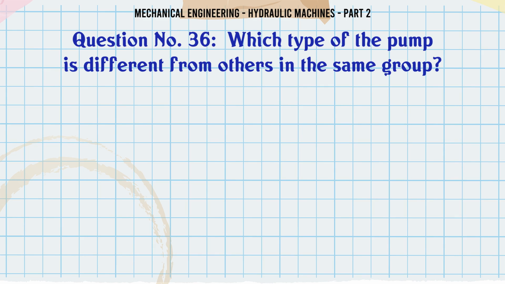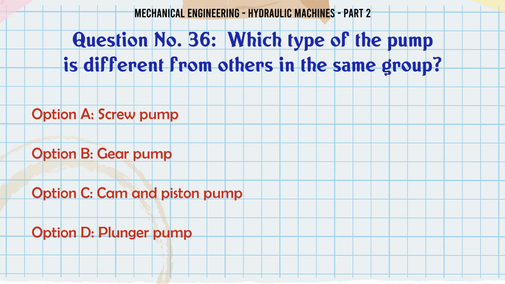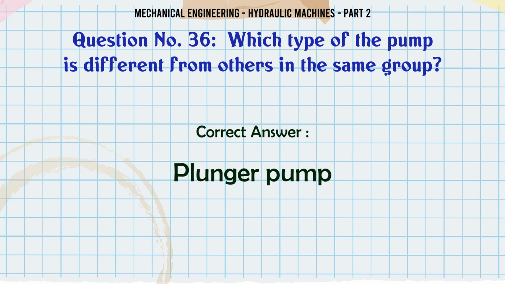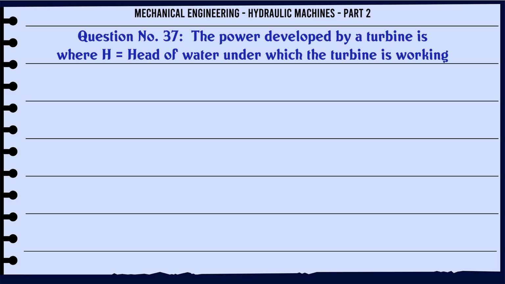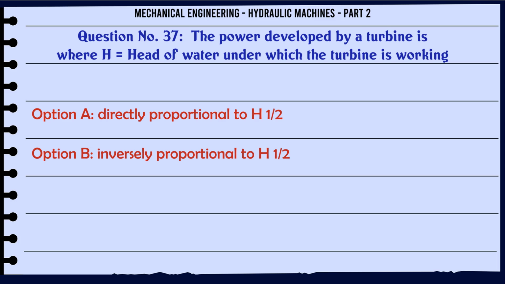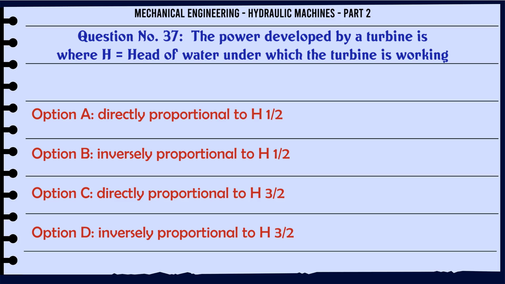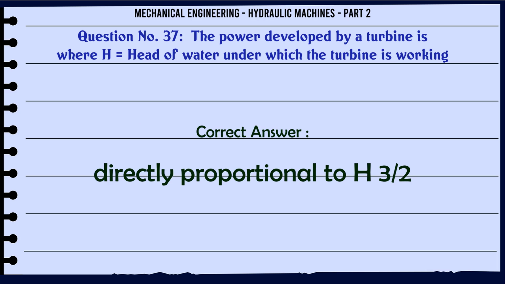Which type of the pump is different from others in the same group? A. Screw pump, B. Gear pump, C. Cam and piston pump, D. Plunger pump. The correct answer is plunger pump. The power developed by a turbine is where H is the head of water under which the turbine is working. A. Directly proportional to H^1/2, B. Inversely proportional to H^1/2, C. Directly proportional to H^3/2, D. Inversely proportional to H^3/2. The correct answer is directly proportional to H^3/2.